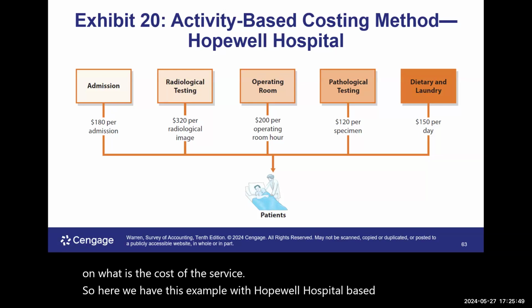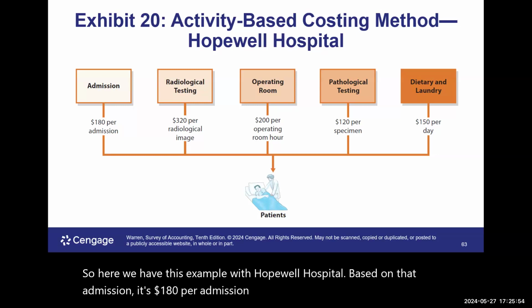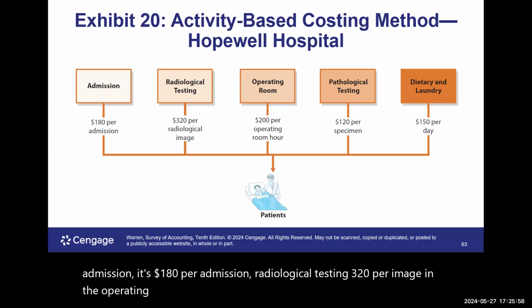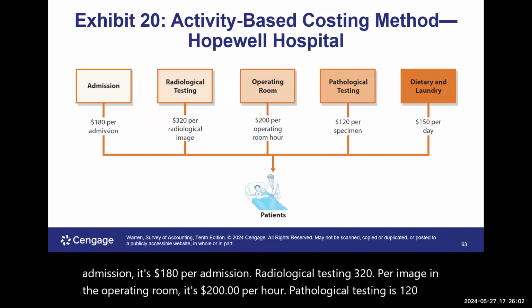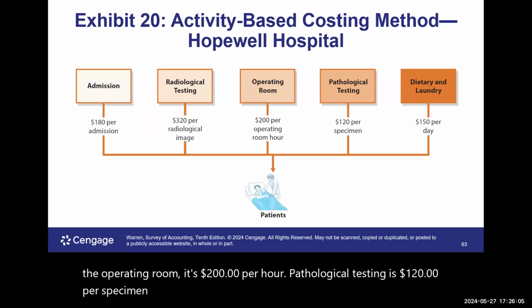Based on admission, it's $180 per admission. Radiological testing, $320 per image. In the operating room, it's $200 per hour. Pathological testing, it's $120 per specimen. And dietary and laundry, it's $150 per day.